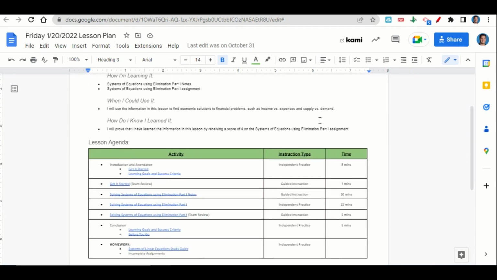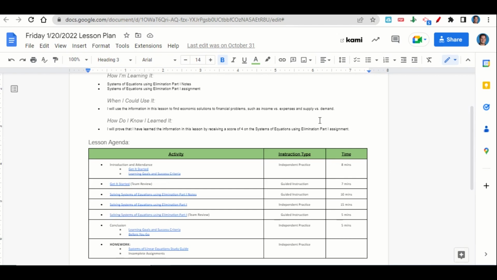Now let's take a look at our agenda for today. We will begin by going over the learning goals and success criteria. While we do that, you'll fill out your Get It Started. Once you've completed your Get It Started, we'll go over it together and answer any questions that you may have. After that, we'll go over the Solving Systems of Equations Using Elimination Part I notes, and then I'll give you time to complete the assignment. Once you've completed the assignment, we'll go over it together and answer any questions that you may have.